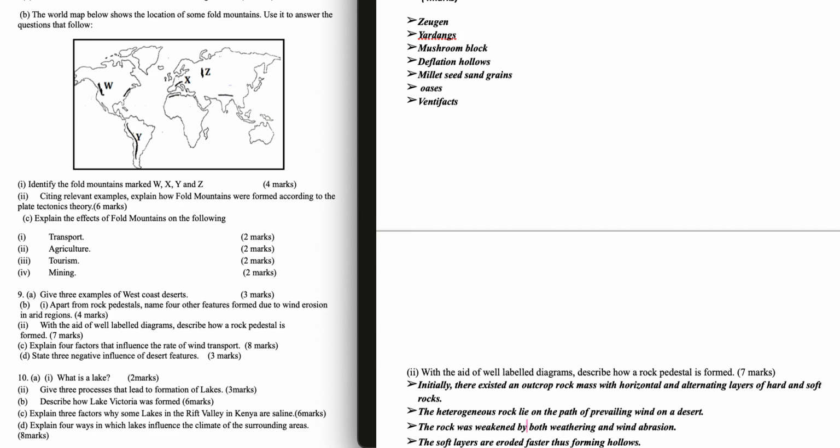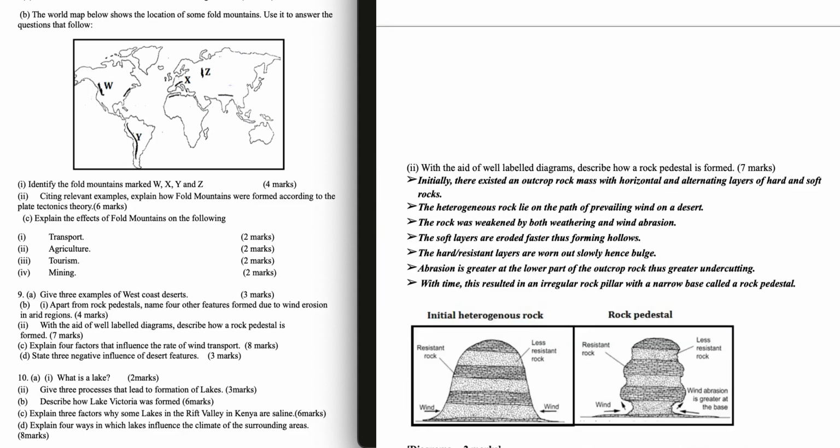Question 9b2. With the aid of a well-labeled diagram, describe how a rock pedestal is formed. 7 marks. It's formed from this to this. So, initially, there existed an outcrop rock mass with horizontal and alternating layers of hard and soft rocks.